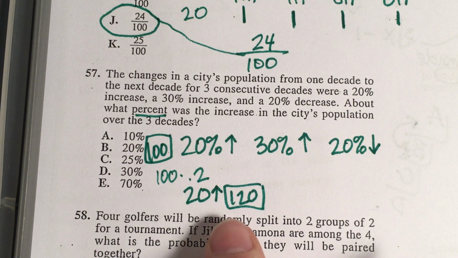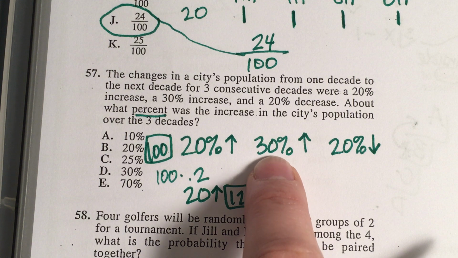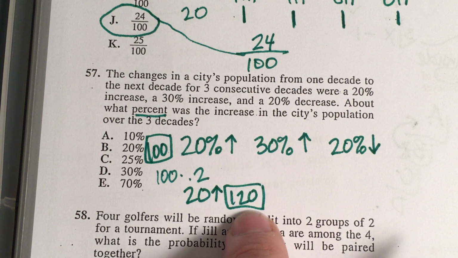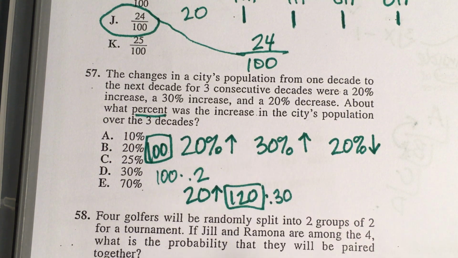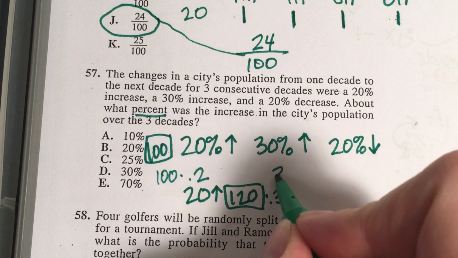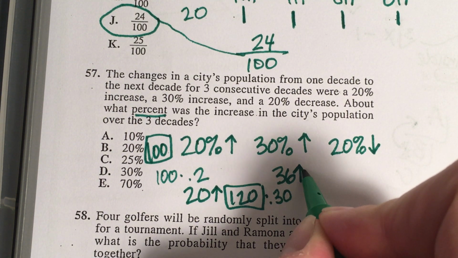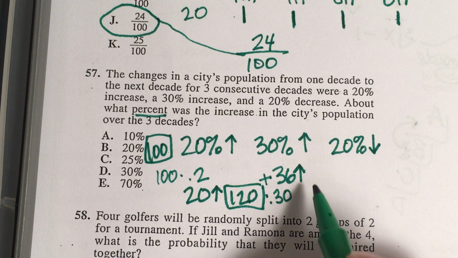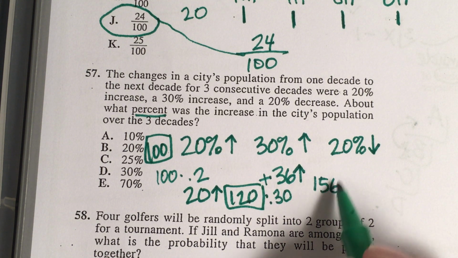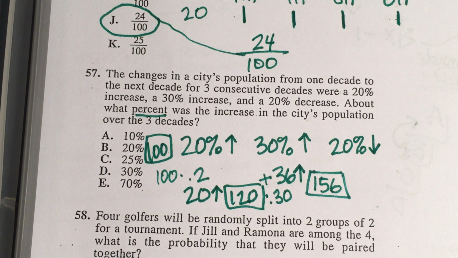And then I know that in the next decade, it's going up by 30%. So I'm going to multiply this number times 0.3 or 0.30. And that gives me 36. So in this case, it's going up 36 people. So 120 plus 36 is going to give me 156 people.